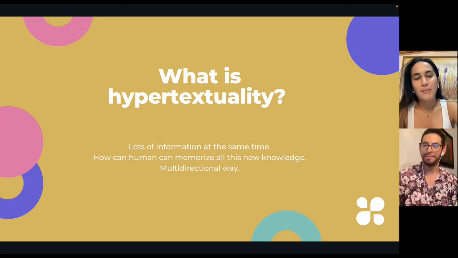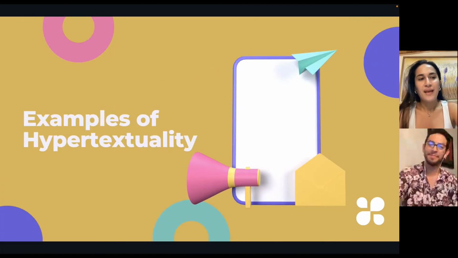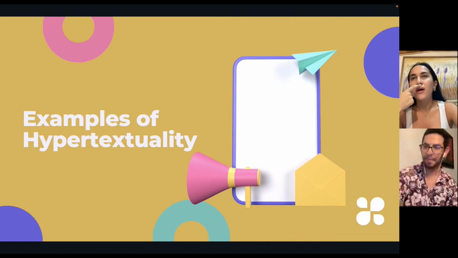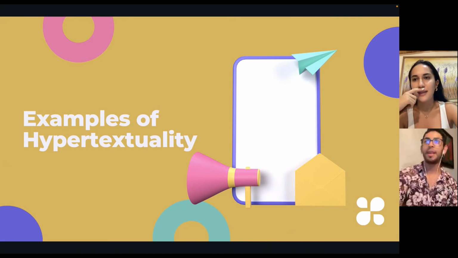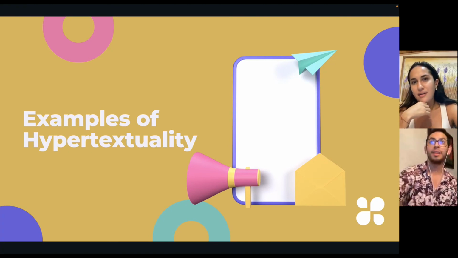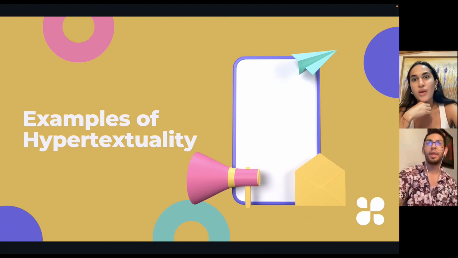I love your examples. I remember, and adding to your examples, we are all the time making hypertext on social media. For example, when you share some news on Facebook, or when you upload a post on Instagram, like you said. That is so common nowadays, and we don't even know that we are making hypertexts all the time.